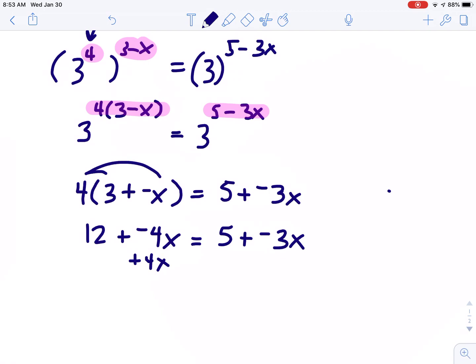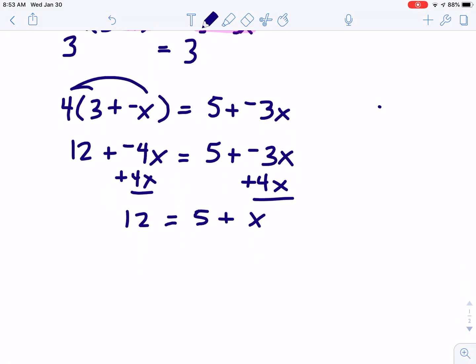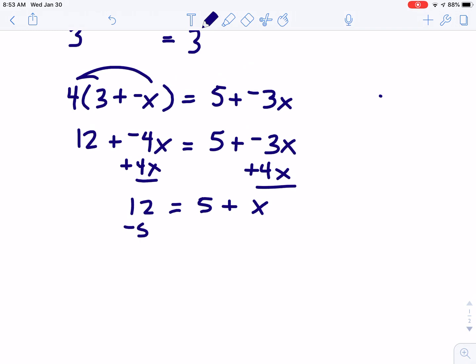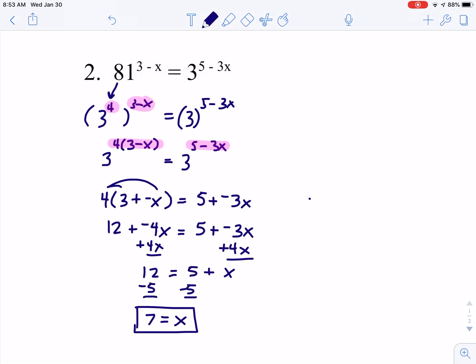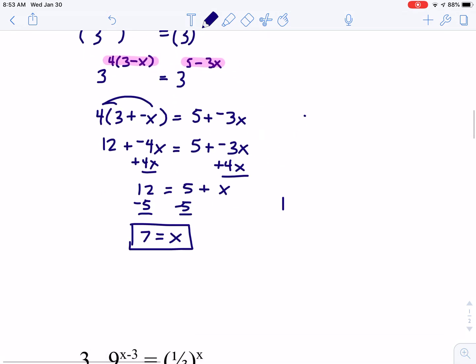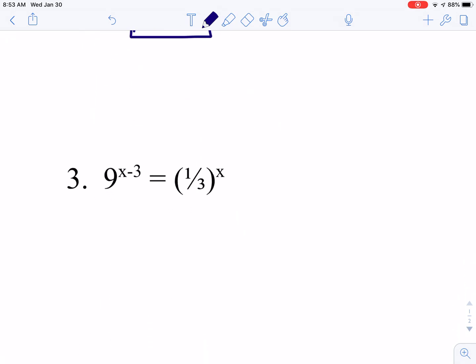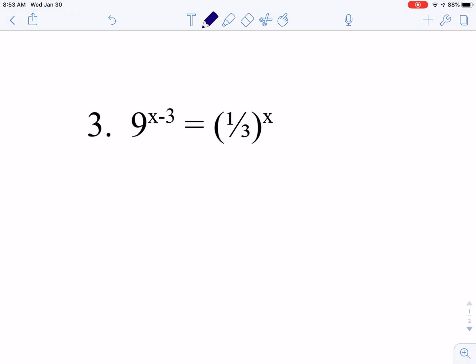I'll then add 4x to both sides. You get 12 equals 5 plus x. Subtract 5 from both sides. You get 7 equals x. That's the second one. All right. We have one more to do together that's like this before we learn the second style.